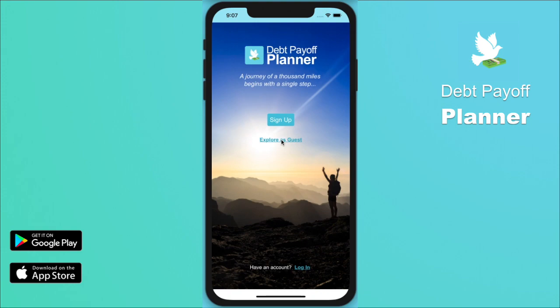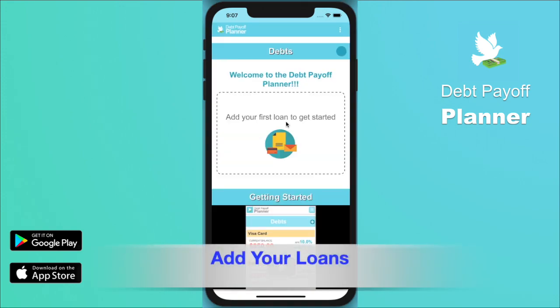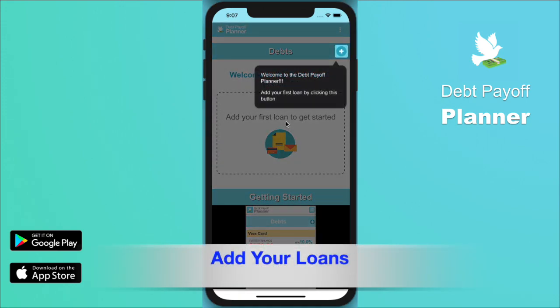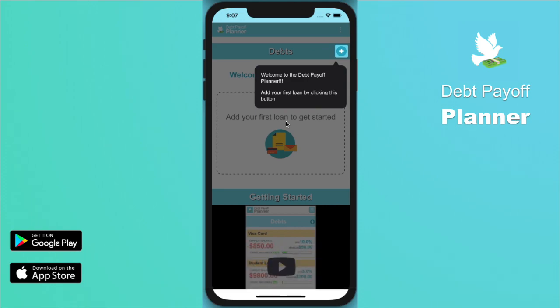So we'll click on this button here, Explorer's Guest. So that takes us to our starting page. So the first thing the app is prompting us to do is to add our first loan. So let's get started with that.